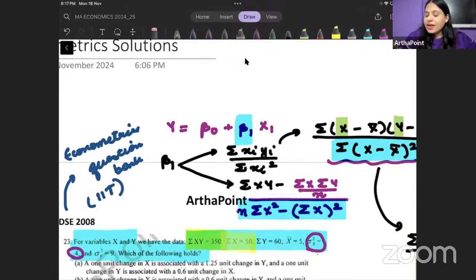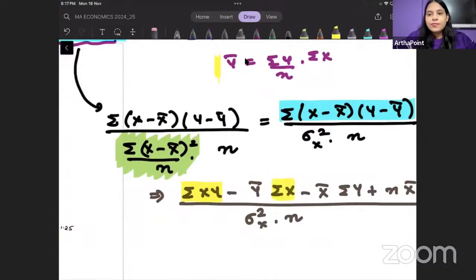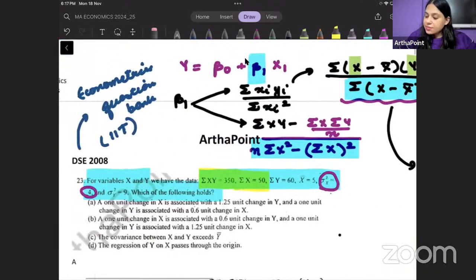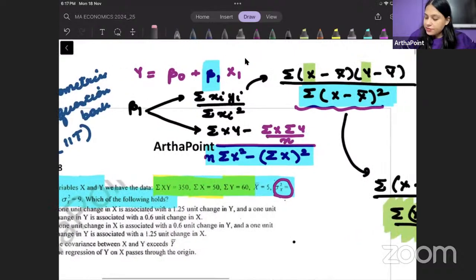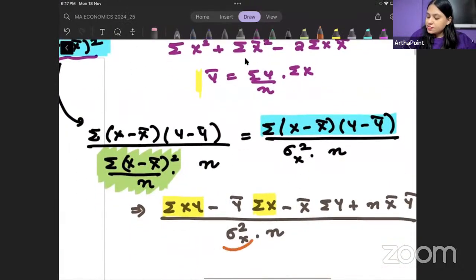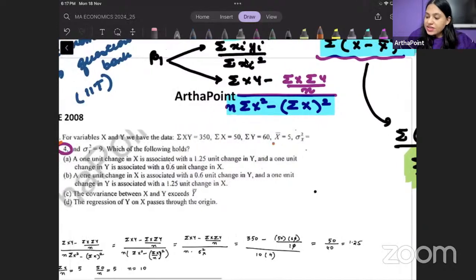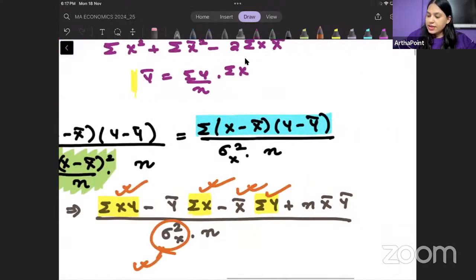I am given summation x as 50, which means I can go ahead and plug this summation x here. Right? I am given summation y as 60. And I am given that the variance of x is 4. Right? So I can plug the variance of x here. I am given summation y, I can plug that here. I am given that the mean of x is 5. So I can plug this information, mean of x.